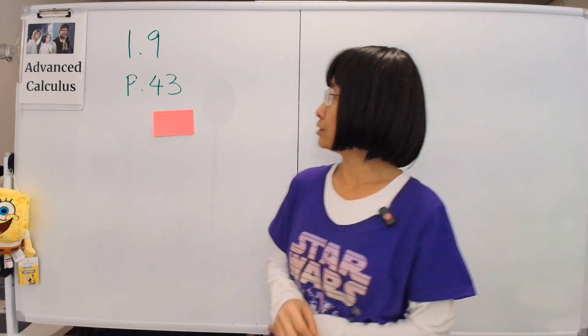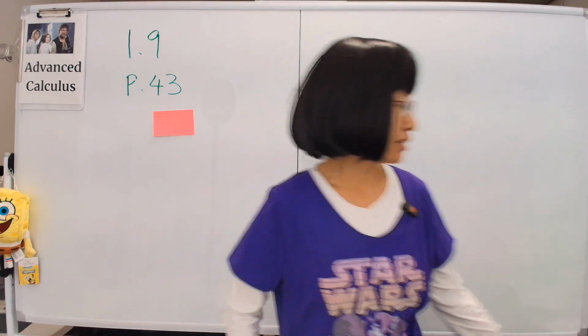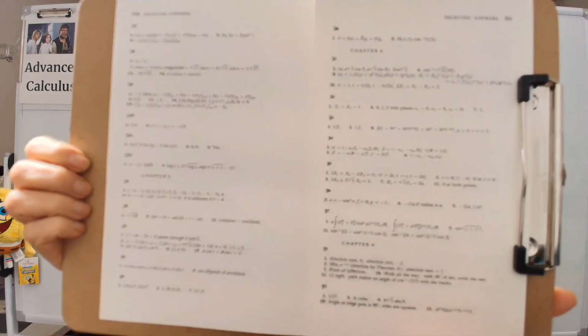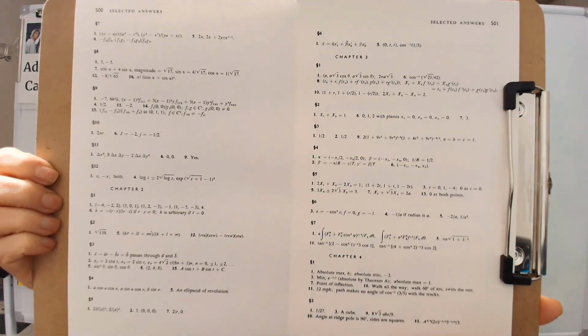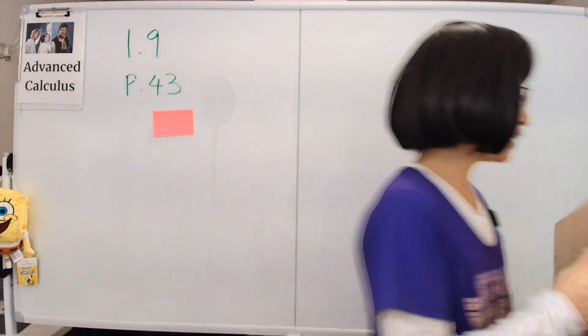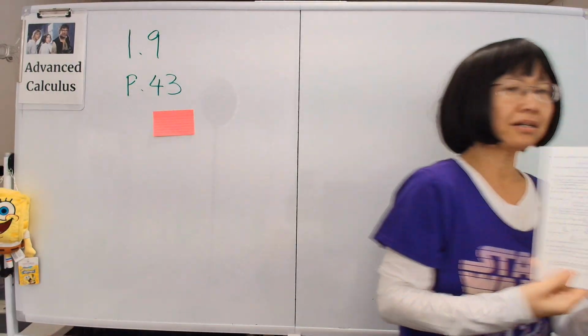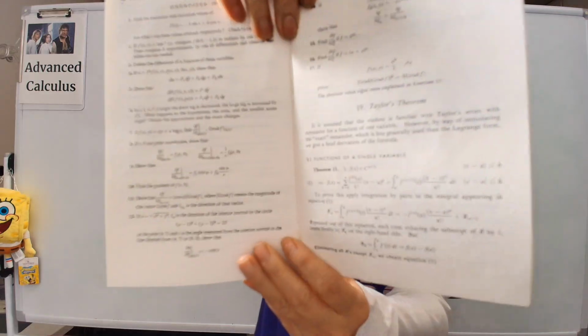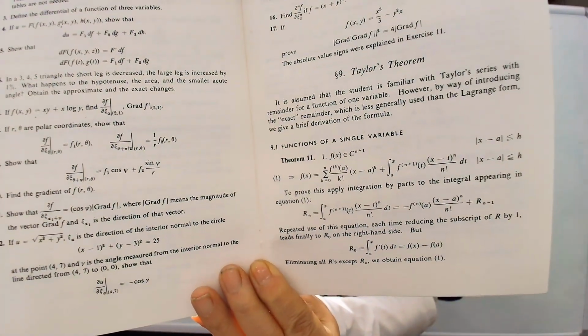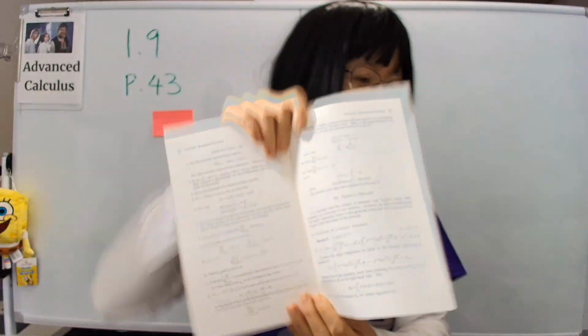Today we are going to do section 1.9. First let me show you some scans of the textbook. Here is the answer sheet that I've already shown you earlier. Doesn't hurt to show it one more time. And then this is the first page, which I have already shown you in the last section. Again, doesn't hurt to show it to you again.